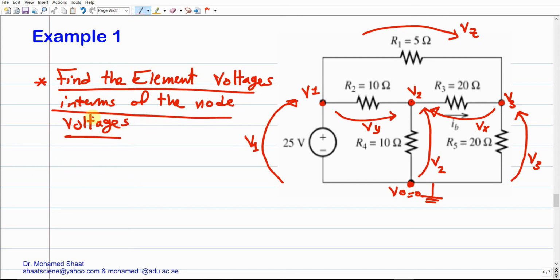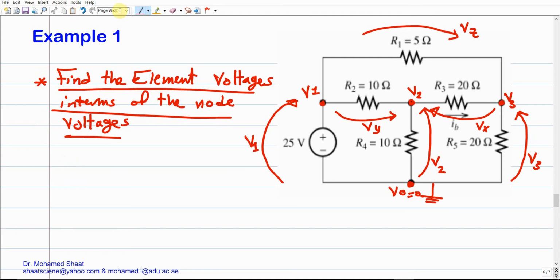So how can we write these electrical elements? If I ask you, for example, how much is the voltage over this element, there is already V1. So there is no need to write an equation for V1 for this electrical element. How much is the voltage over this one? It is already V2. It is already in terms of V2. How much is the voltage over this element? It is already V3. But how about Vx, Vy, Vz? These three elements, we have to find Vx, Vy, Vz in terms of the node voltages, which are V1, V2, and V3.